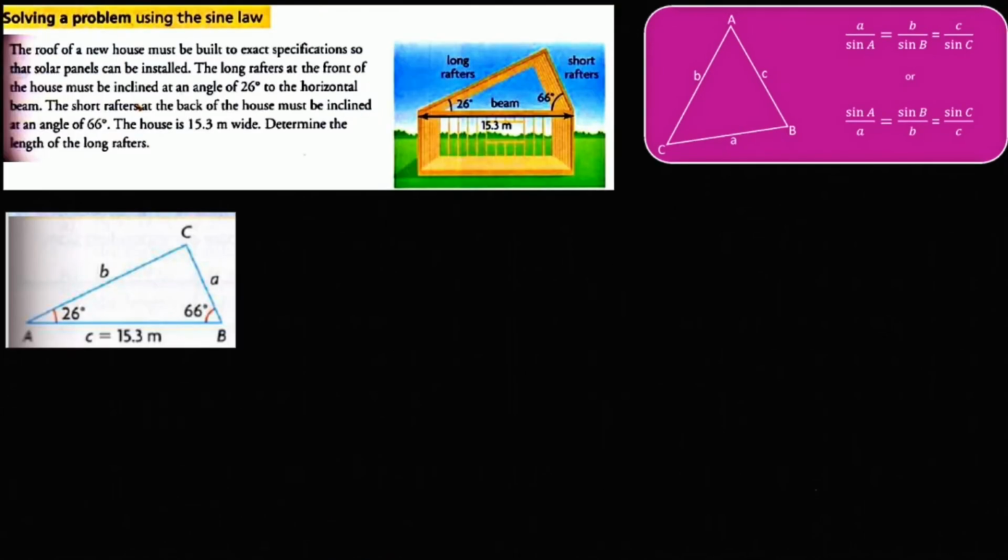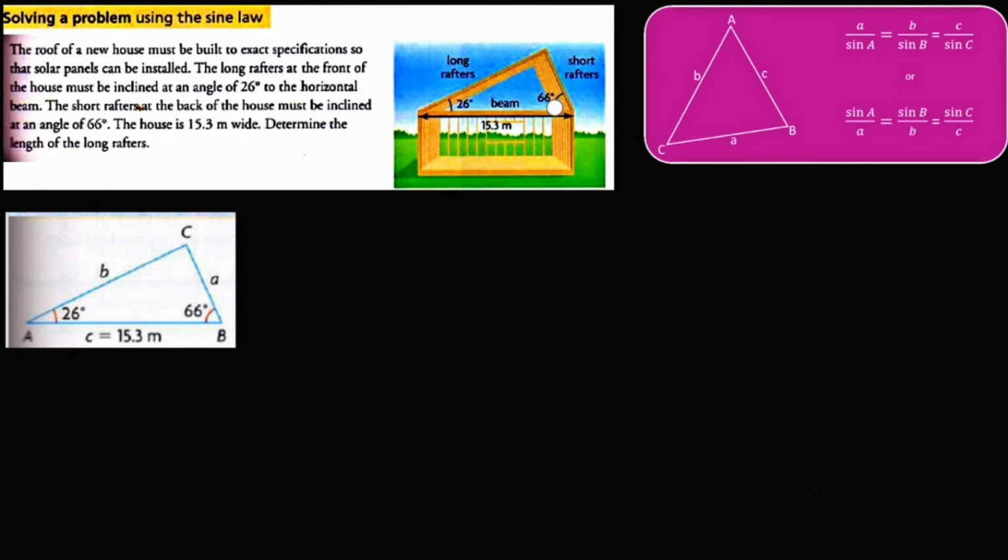Okay, let's look at the third question. The roof of a new house must be built to exact specifications so the solar panel can be installed. The long rafter at the front of the house must be inclined at an angle of 26 degrees to the horizontal beam. This long rafter, this horizontal beam, so this is the angle 26. And the short rafter at the back of the house must be inclined at an angle of 66 degrees.